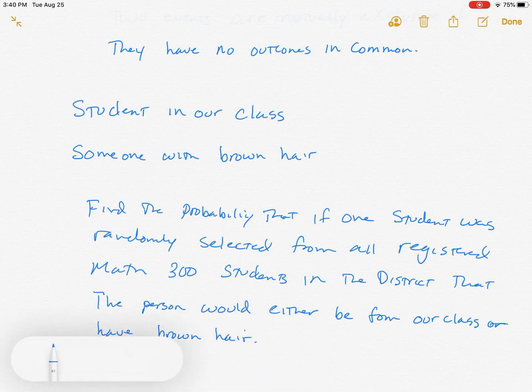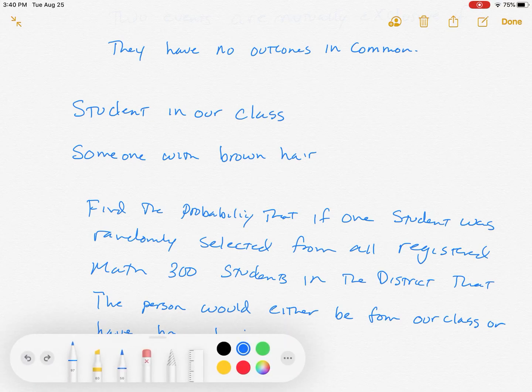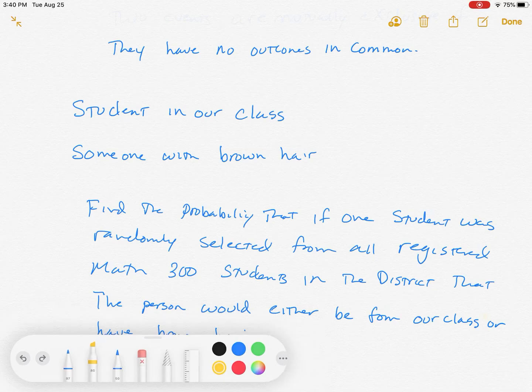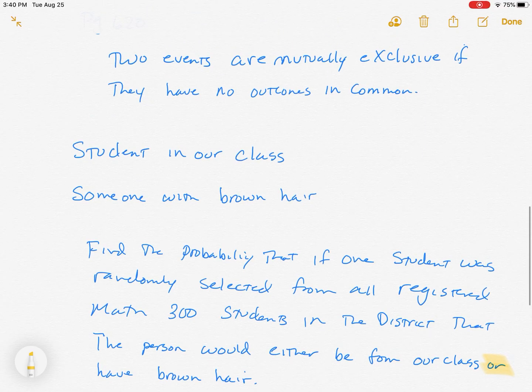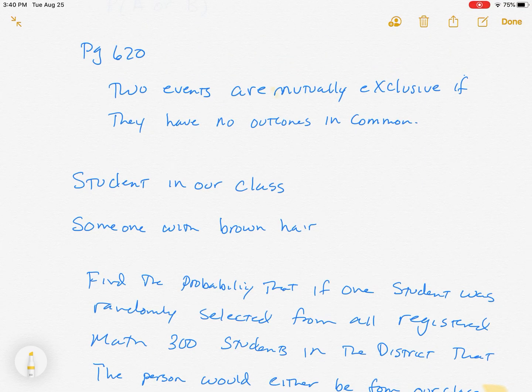This comes into play when you have OR. Every time you have an OR probability, the way our book's presenting it, you want to know if the events are mutually exclusive. And they're mutually exclusive if they cannot happen at the same time. So, a student in our class and someone having brown hair. This would be mutually exclusive only if no one in our class had brown hair.